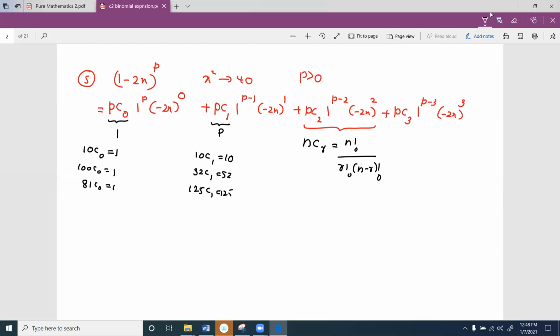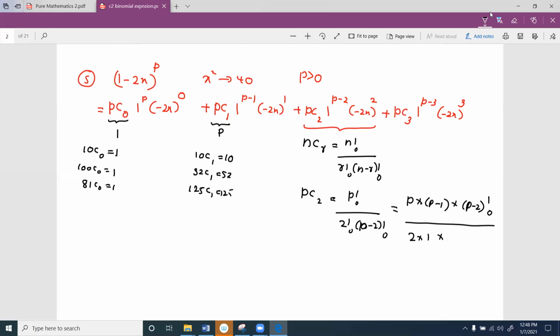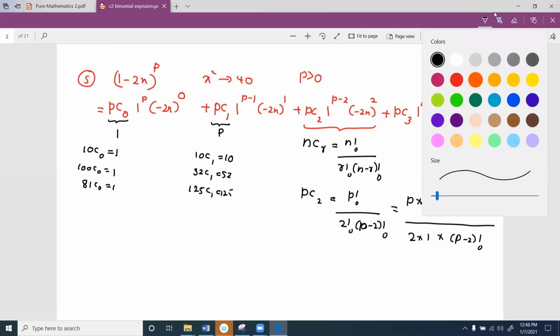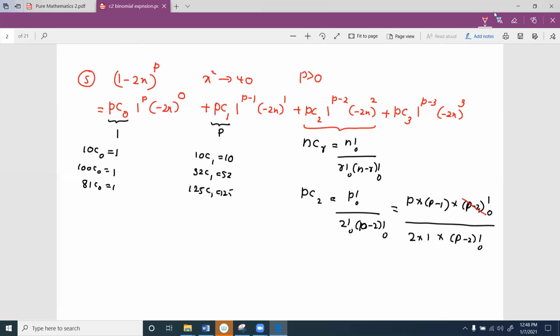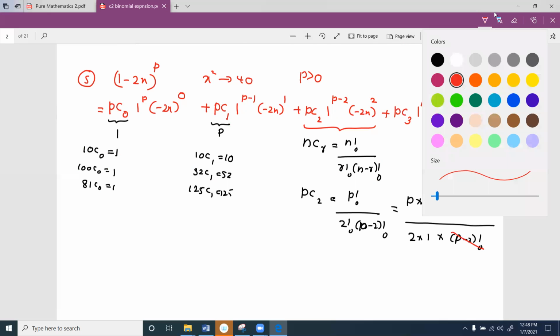In this case, this is pC2. So that is p factorial, p is just a number like n, divided by 2 factorial times (p minus 2) factorial. Then p factorial, you can say p into (p minus 1) into (p minus 2) factorial. And 2 factorial is 2 into 1. We already did one similar question when you were learning factorial notation. Then you can cancel this (p minus 2) factorial with this (p minus 2) factorial, right? Then you get the final answer over here.